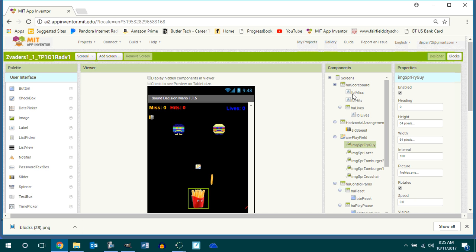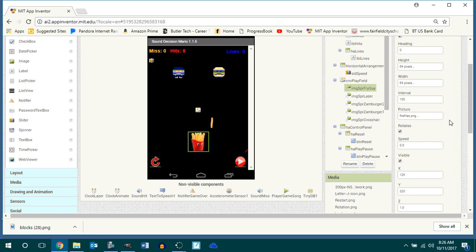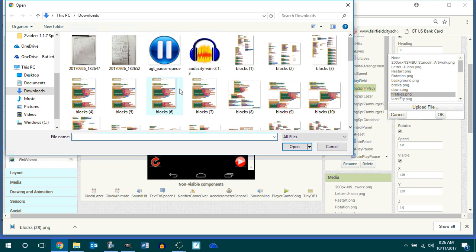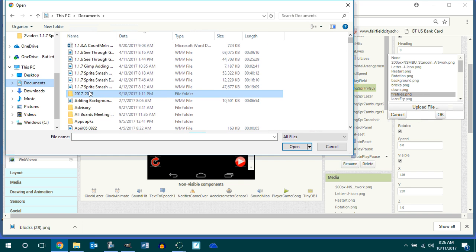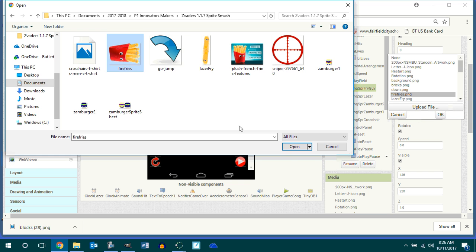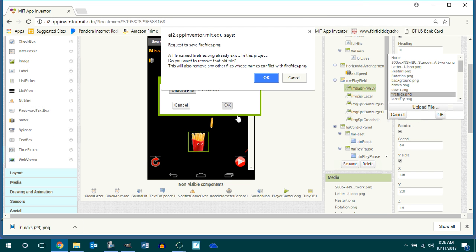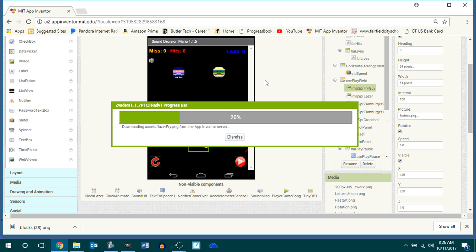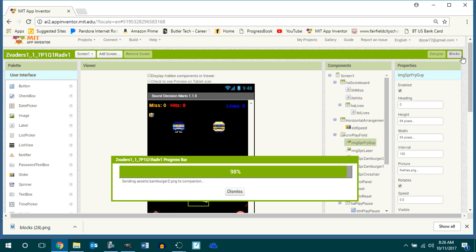So then I'm going to go back to my designer. I'm going to go to my French fries. And then I have to upload and choose file. Documents 17. Zvaders. Fryer fries is facing to the right. And there's my French fries. And now I can go back to my blocks.